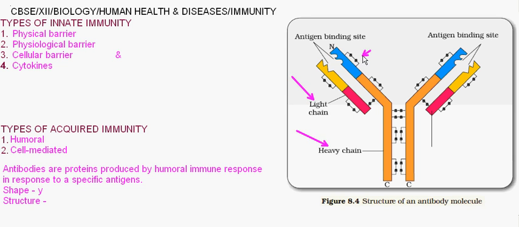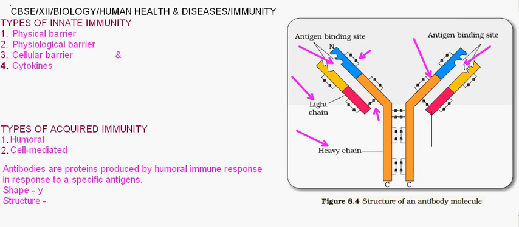And at the top of this Y structure you can see a specific sequence, or specific shape like lock and key, that is the antigen binding site. Each and every antibody has a specific antigen binding site. Means according to the structure of the antigen, antibodies are produced.